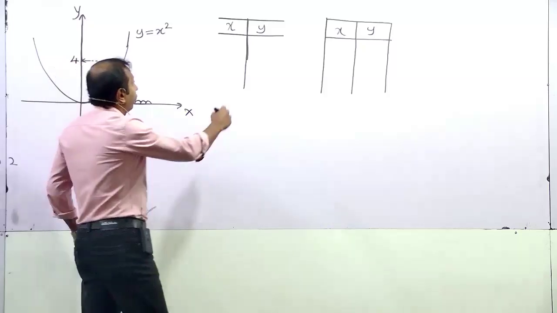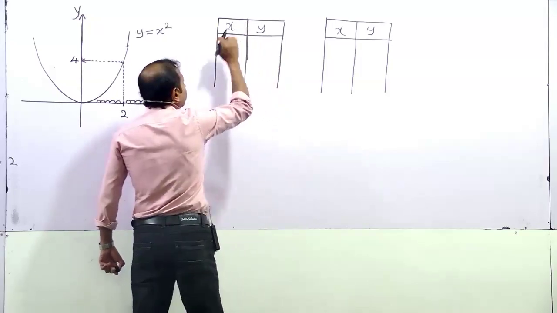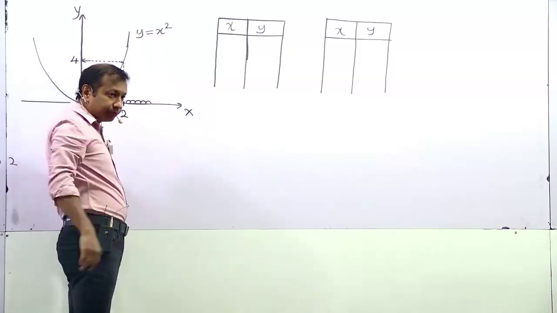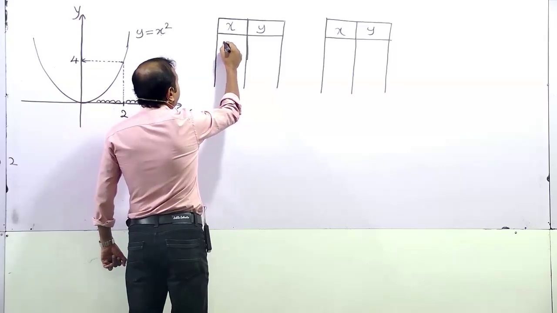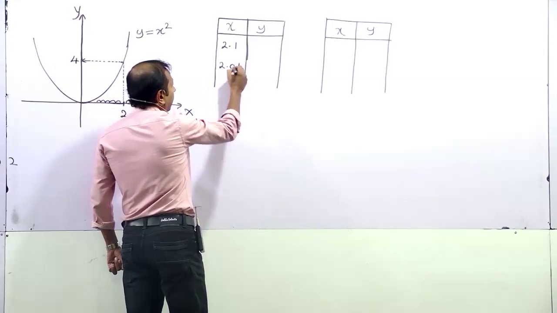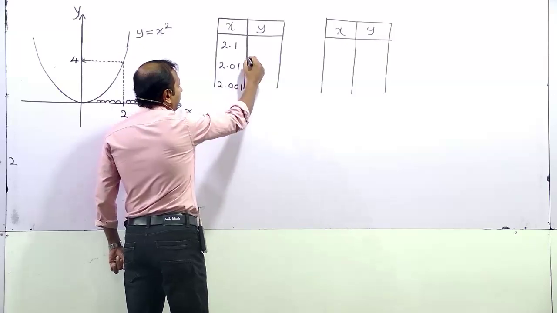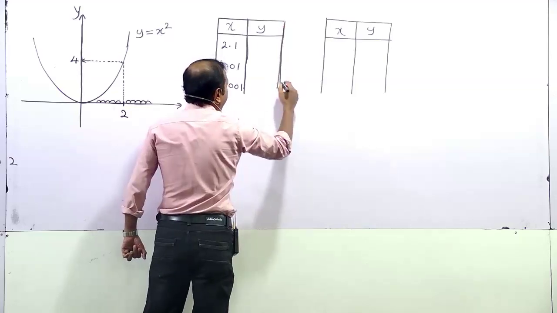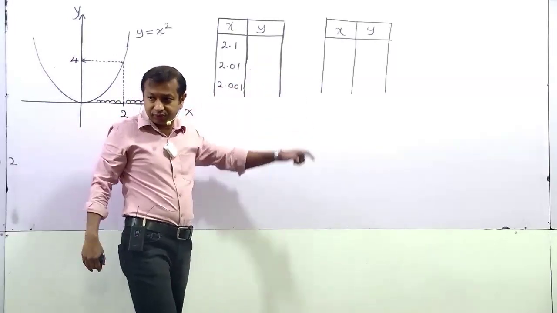Then to fill this table, somebody help me. I'll give some x values. Substituting those x values here, give me this y value. Okay. First I put this way, 2.1. Okay. Next one 2.01. Next one 2.001. Those values I substitute for x. All right. Give me, somebody, the corresponding values.